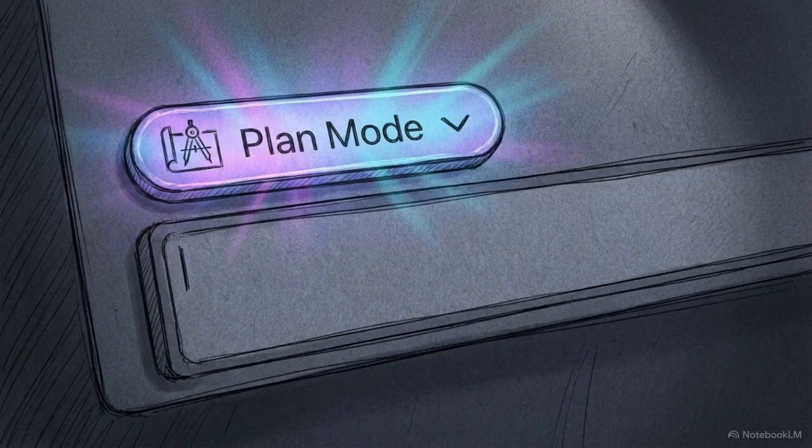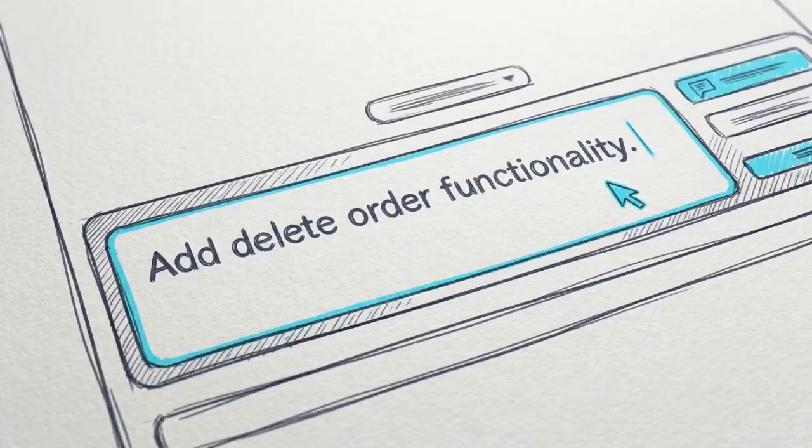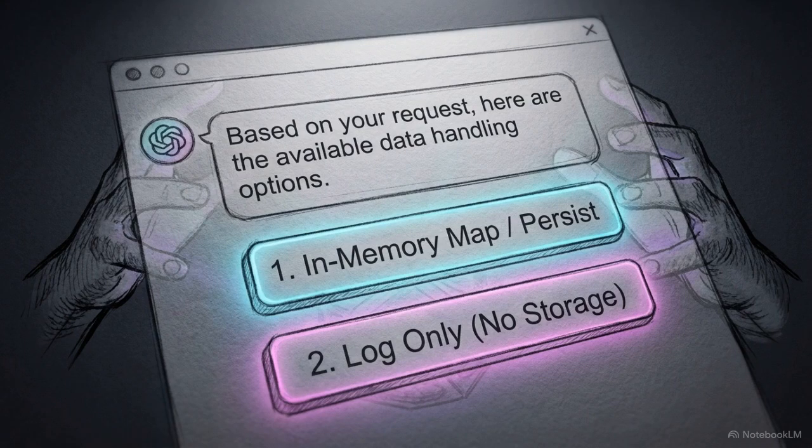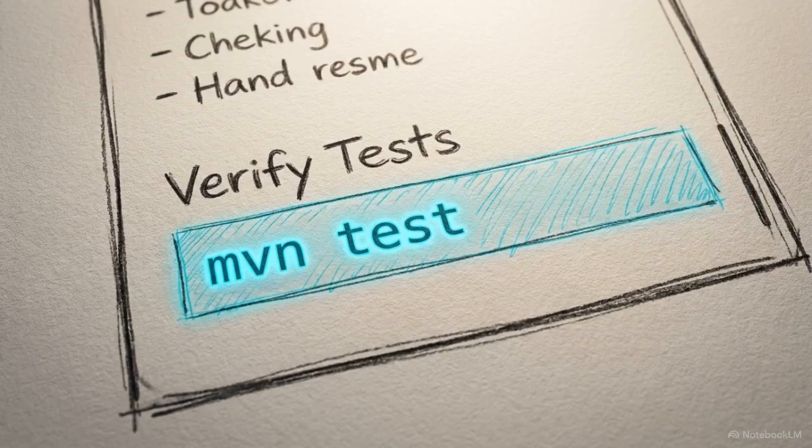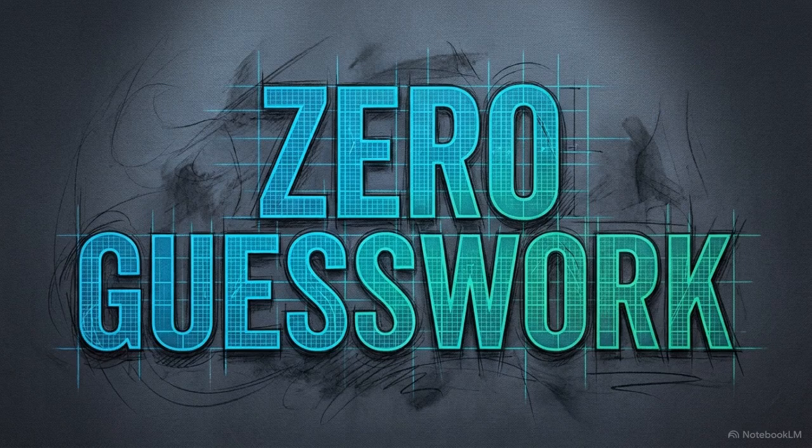To build something new, switch the dropdown to Plan Mode. Let's instruct the AI to architect a new feature by typing a request to add delete order functionality. Instead of guessing, the AI interrogates you. It asks clarifying questions, prompting a choice between persistent in-memory storage or a simple log-only approach. We select the log-only approach. The AI processes that choice and outputs a comprehensive markdown document detailing every file it intends to change, alongside the specific tests it plans to verify. This eliminates the context deficit. Forcing the AI to generate a structural blueprint first ensures total accuracy before a single line of code is written.